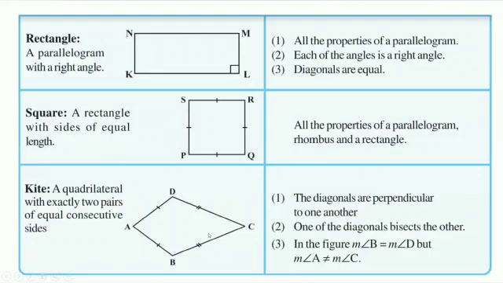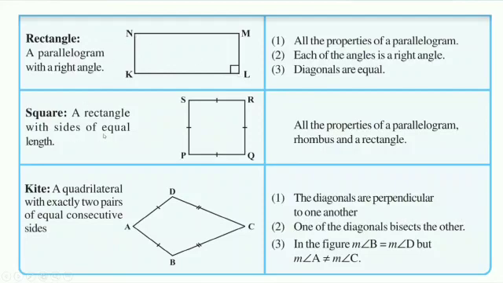Next, rectangle. It is a parallelogram with right angle. So all four angles K, L, M and N are of 90 degrees. They are right angles. Rectangle also has all the properties of a parallelogram. Apart from that, each of the angles is a right angle that we have already discussed, and diagonals are equal. That means length of diagonals will be equal. That is KM is equal to LN.